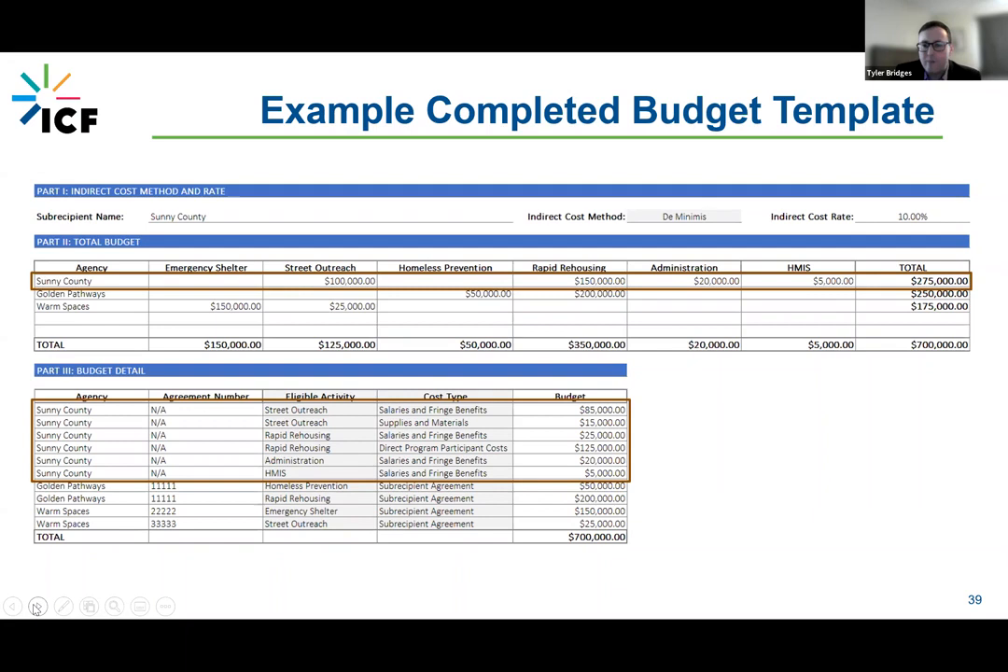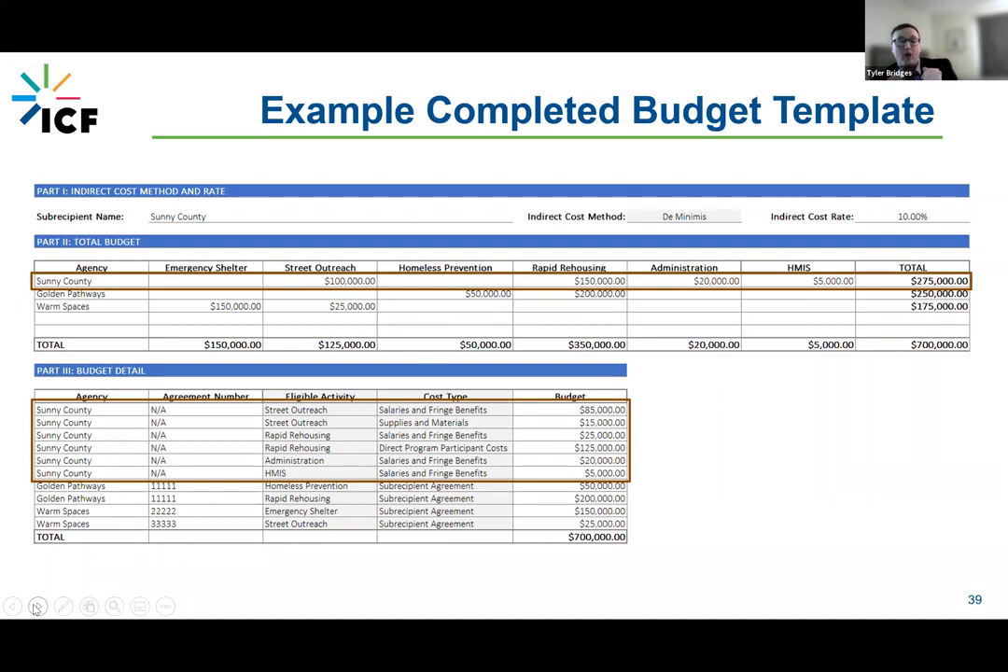So in part 2, and I know it may be hard to read, Sunny County has amounts budgeted for street outreach, rapid rehousing, administration, and HMIS. That means that Sunny County plans to implement those eligible activities directly. None of that budget is for subrecipients. If they are using subrecipients, those are identified by eligible activity and by subrecipient in the 2 lines below. So right now we're just looking at the 4 eligible activity types for Sunny County.